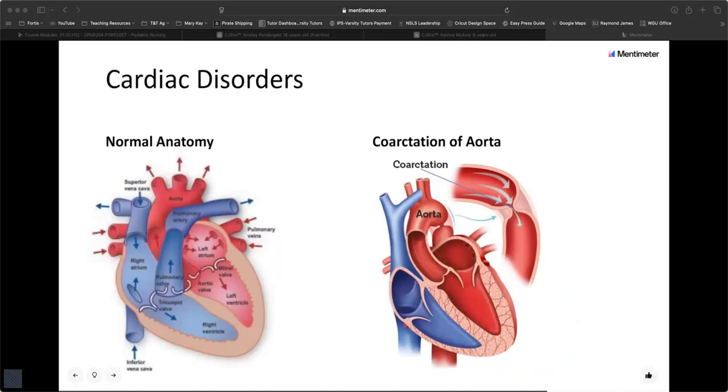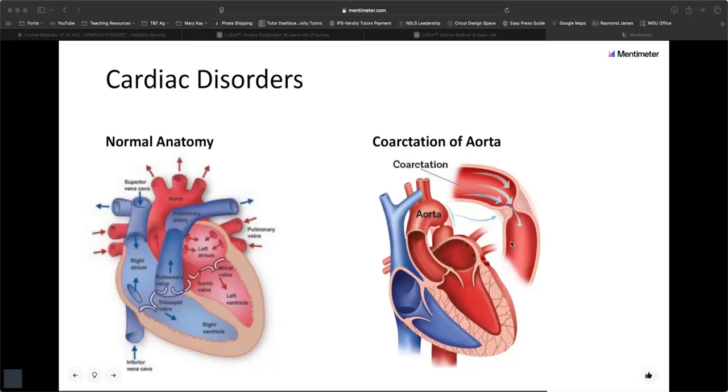Next is going to be our coarctation of our aorta. So normally our aorta is nice and wide, lots of blood flow going through there. But in this picture, you can see we've got a kink in our garden hose here, and they blew it up even bigger for us so that we could see in more detail. So we've got all this blood rushing at it, and because that garden hose is kinked, only a teeny bit of blood makes it through there.